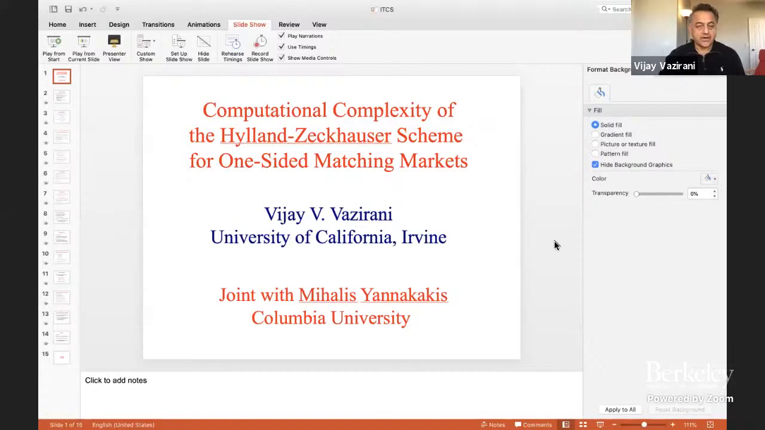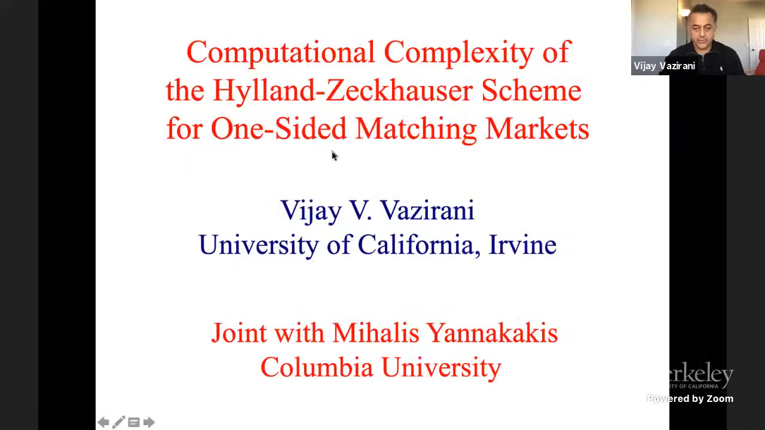Okay. So welcome everybody to this talk. And I hope you can hear me. This is joint work with Mihalis Yannakakis. And what it is about is the computational complexity of this fabulous scheme of Hylland-Zeckhauser, two economists from Harvard. Actually, Zeckhauser was the advisor of Hylland, who was a student at Harvard. Zeckhauser is still at Harvard. Hylland is somewhere in Scandinavia. And Zeckhauser is a very important economist.